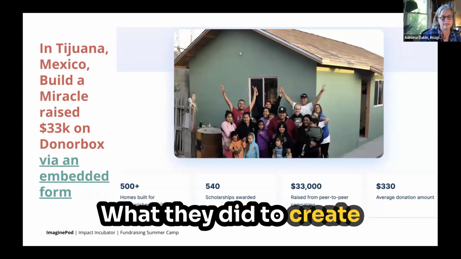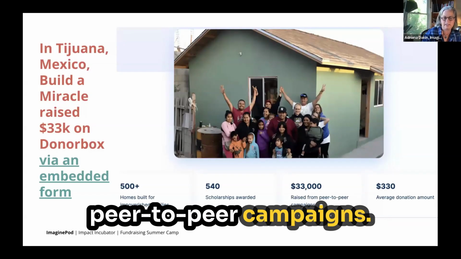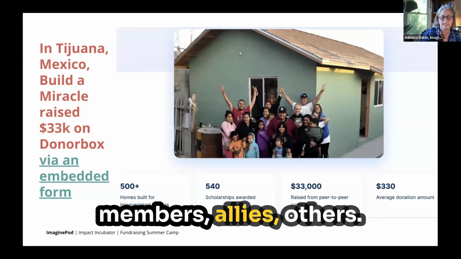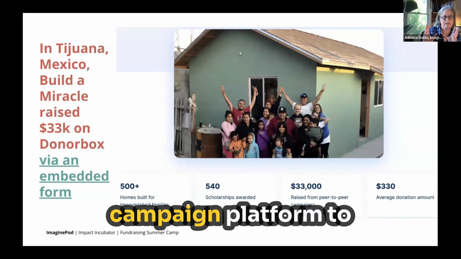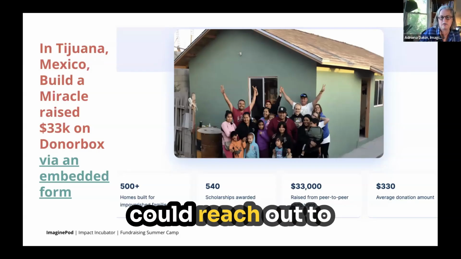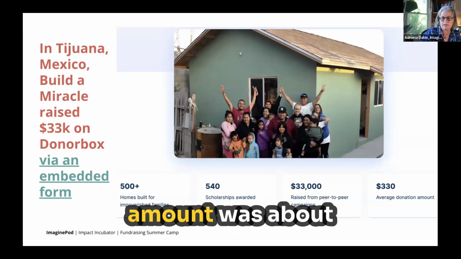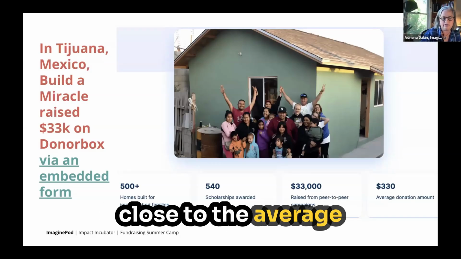What they did to create this combined amount of $33,000, it was from peer-to-peer campaigns. They were able to mobilize people, for example, board members, allies, others. They invited peers in their network through their campaign platform to set up peer campaigns. And then each person could reach out to their own network. It takes the burden off of you. The average donation amount was about $330, which is actually close to the average of another one.